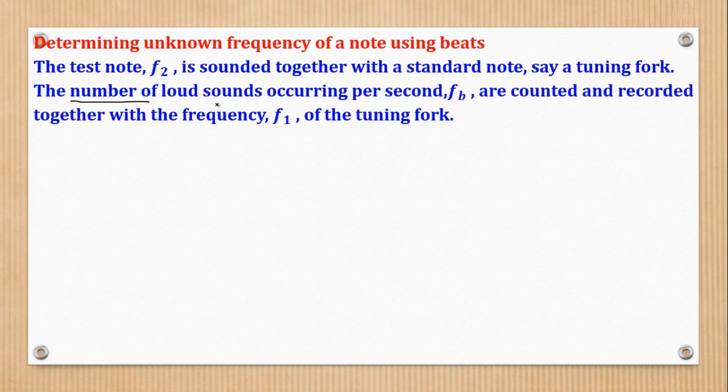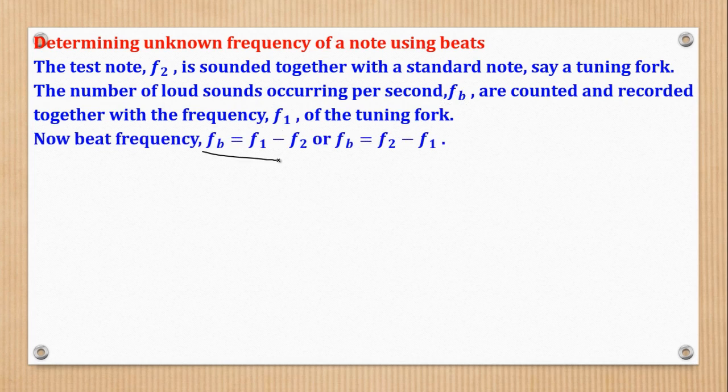So the number of loud sounds occurring per second, that is FB, are counted and recorded together with the frequency F1 of the tuning fork. Remember, this is the standard frequency, so its frequency is known, and this one is got by counting the number of loud sounds per second. So now the beat frequency will be given by subtracting the two, but you don't know which one is bigger. It can be F1 minus F2 or F2 minus F1.